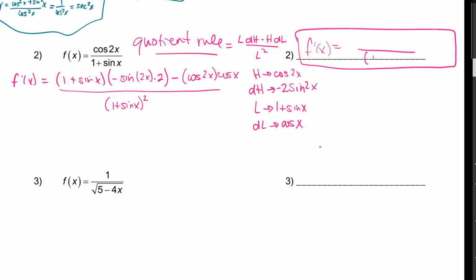So over 1 plus sine of x squared. I need this whole line. How many points do we get if we write out the whole thing? There's points associated for simplifying. There's points associated for getting to this step though.